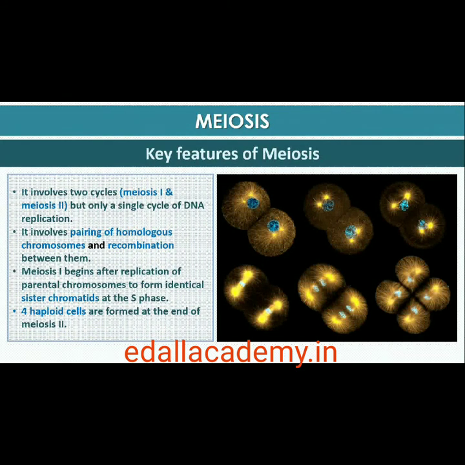This leads to the formation of haploid gametes. The key features of meiosis are as follows. Meiosis involves two sequential cycles of nuclear and cell division called meiosis I and meiosis II, but only a single cycle of DNA replication. Meiosis I is initiated after the parental chromosomes have replicated to produce identical sister chromatids at the S phase. Meiosis involves pairing of homologous chromosomes and recombination between them. Four haploid cells are formed at the end of meiosis II.